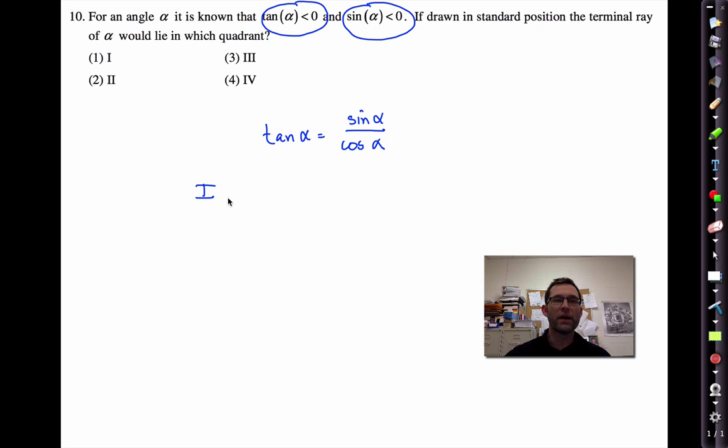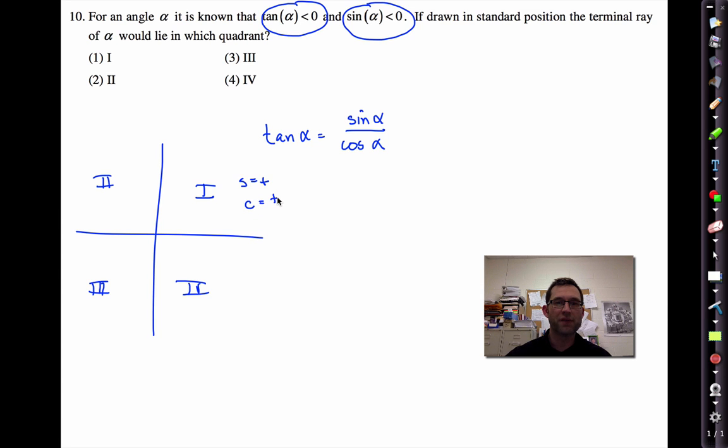Let me draw the picture again: quadrants 1, 2, 3, 4. In quadrant 1, sine is positive and cosine is positive. Both x and y are positive. In quadrant 2, sine is positive because y is positive, but cosine is negative because x is negative. In quadrant 3, the sine will be negative and the cosine will be negative because both are negative. And in quadrant 4, the sine will be negative and the cosine will be positive.